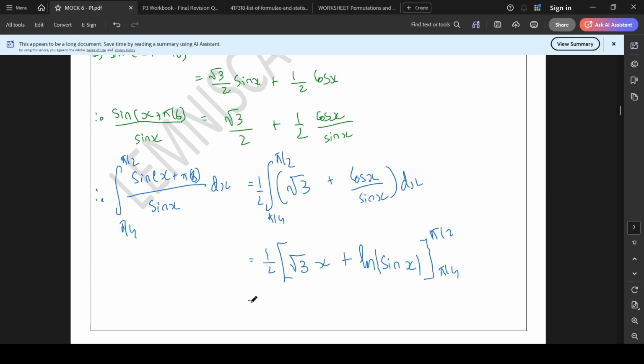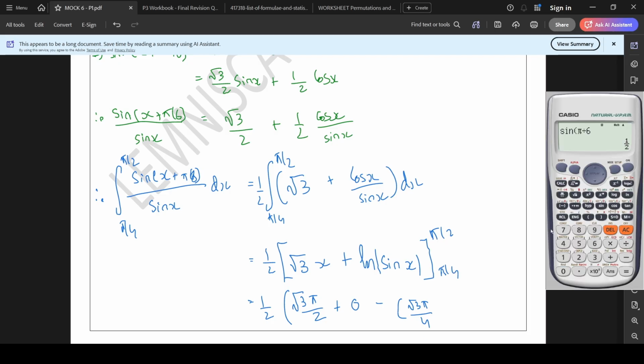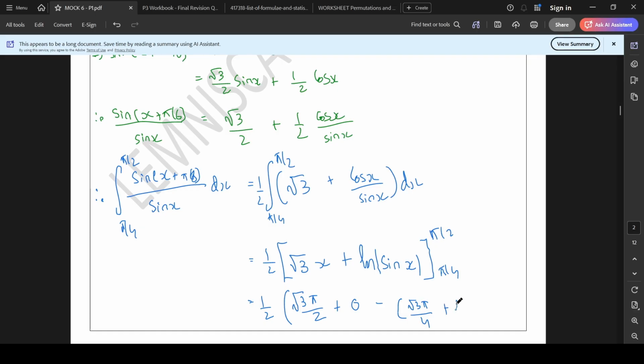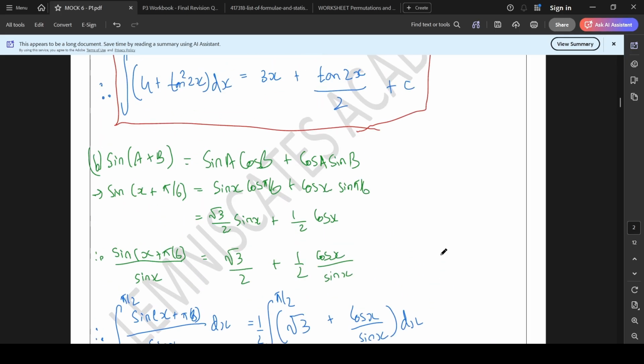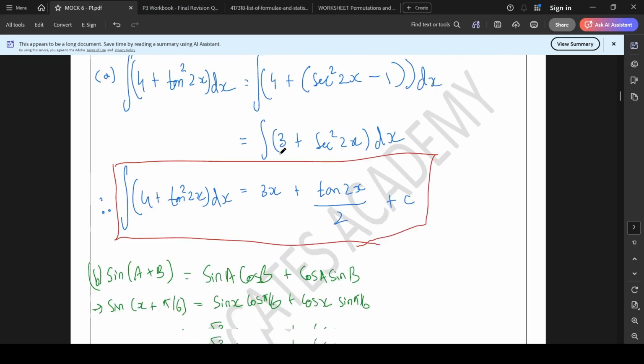So half is the common factor over here. Then square root of 3 pi by 2. Then sine of pi by 2 is 1, so ln of 1 is 0. Then minus square root of 3 pi by 4. Then sine pi by 4 is square root of 2 by 2. Let's check. Yeah. So plus ln of square root of 2 by 2. Let's see in which format we have to give the answer. We have to give the exact value.